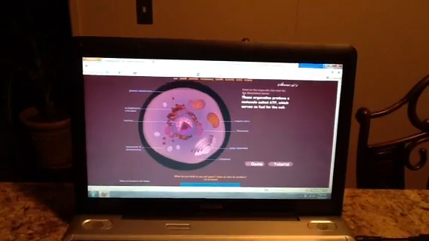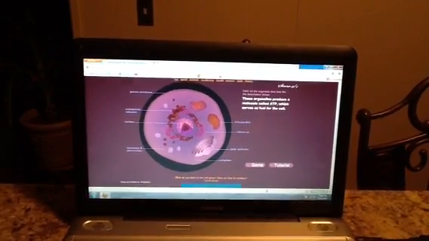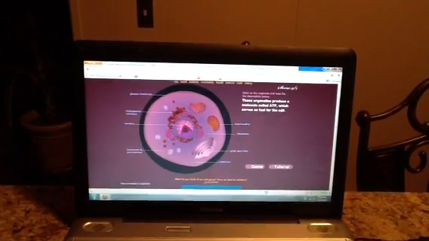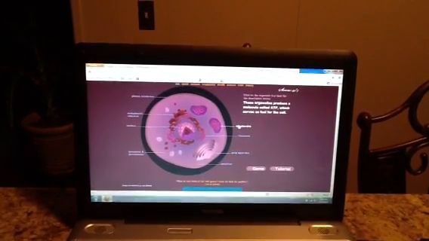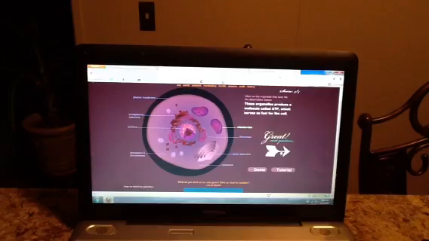First question. These organelles produce a molecule called ATP, which serves as fuel for the cell. That would be mitochondria. So, we'll click on mitochondria. It tells us great. Go to the next one.